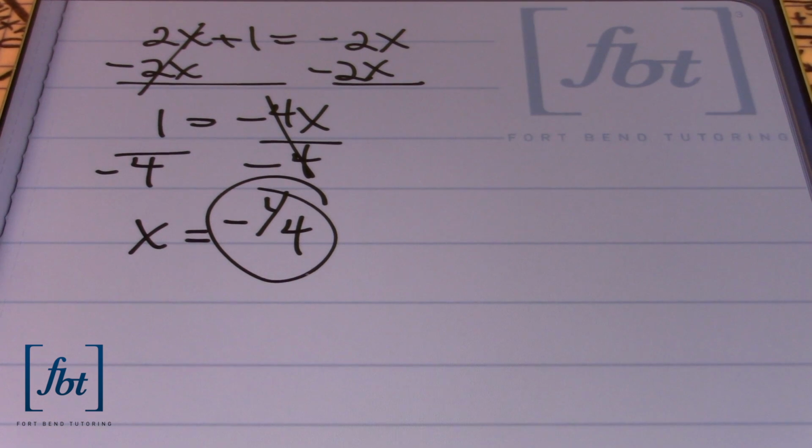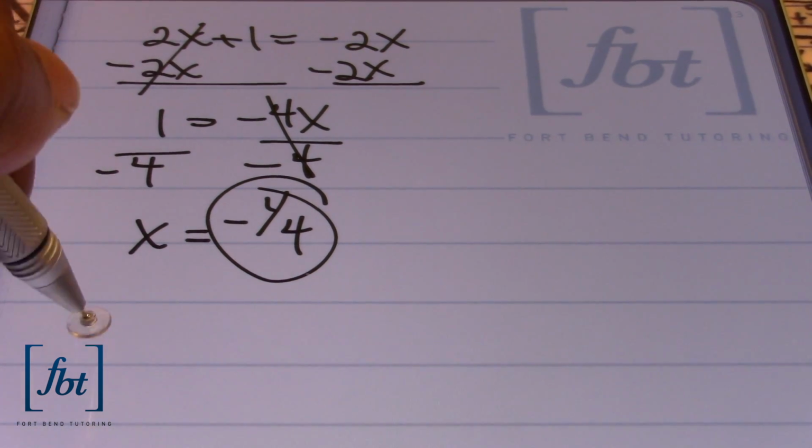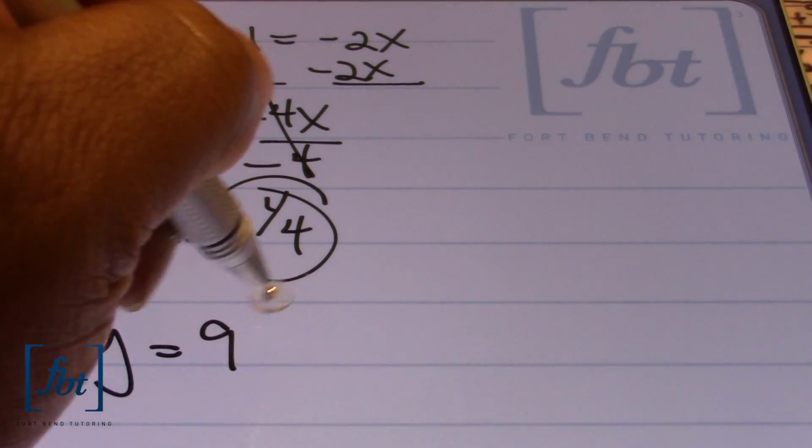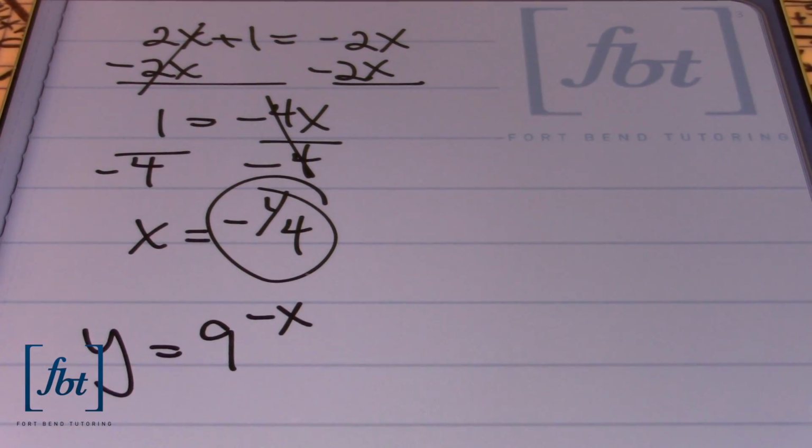We'll be plugging this into one of the original equations. I'm going to choose the first one. Am I choosing the... No, I am not choosing the first one. I'm going to choose the second one. The second equation is y equals 9 to the negative x. I'm just thinking this looks easier to plug in our value, so why not use it?